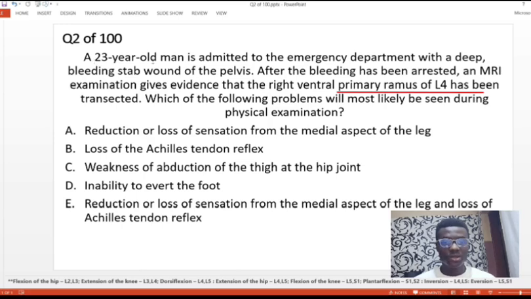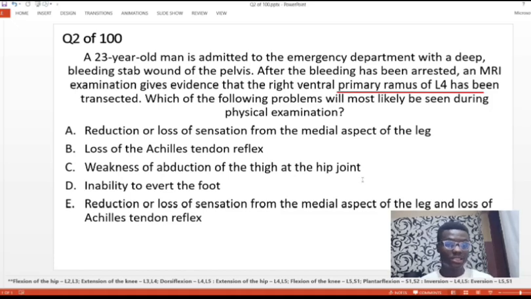A 23-year-old man is admitted to the emergency department with a deep bleeding stab wound of the pelvis. After the bleeding has been arrested, an MRI examination gives evidence that the right ventral primary ramus of L4 has been transected. Which of the following problems will most likely be seen during physical examination? Reduction or loss of sensation from the medial aspect of the leg, loss of Achilles tendon reflex, weakness of abduction of the thigh at the hip joint, inability to evert the foot, reduction or loss of sensation from the medial aspect of the leg, and loss of Achilles tendon reflex.